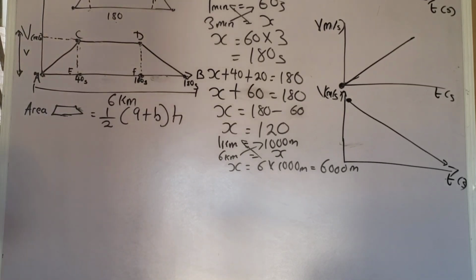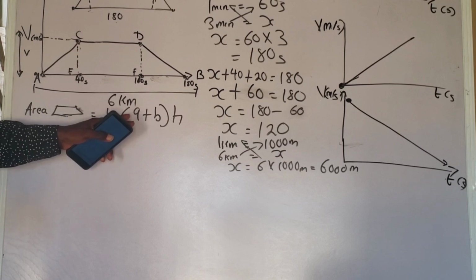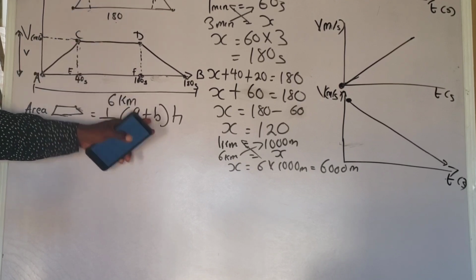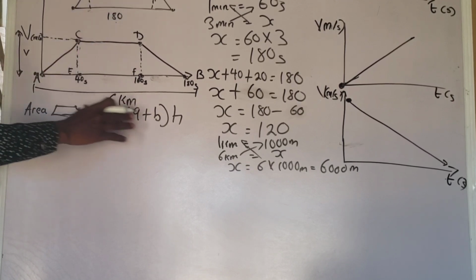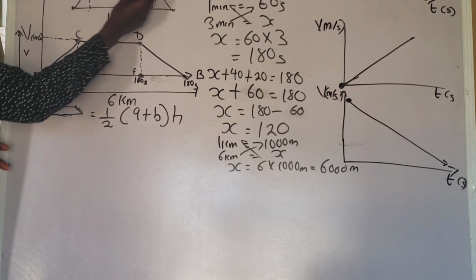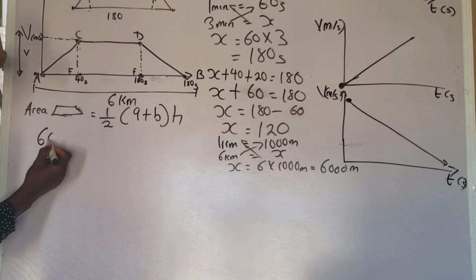Now, a is the longer side, the side that is long in the trapezium. b is the second side, the parallel. You see, a and b in the trapezium are the parallel sides. The first parallel side is a, and the second parallel side is b. You understand? And h is the height. Now, I've already told you that when we are dealing with area in the velocity time graph, area is also the same thing as what? The total distance traveled. Now, for this, I'm going to have 6000 meters.